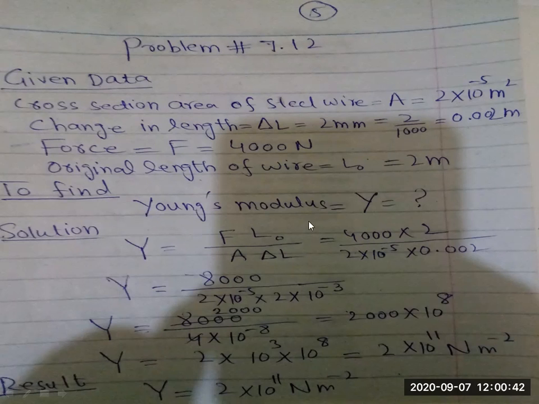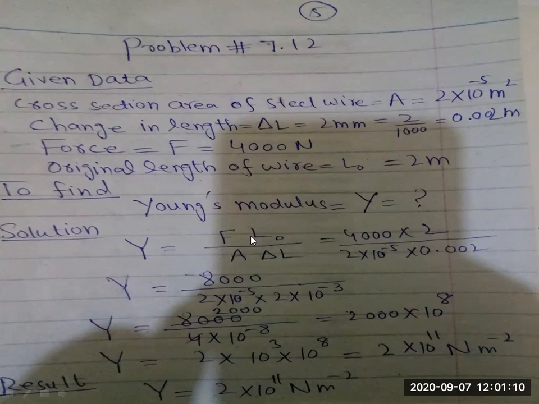Young's modulus we need to find out. It is denoted with capital Y. The formula for Young's modulus is available on page number 162 under equation 7.12. You can see this formula on page 162 under equation 7.12. So the Young's modulus formula is F L naught divided by A delta L.